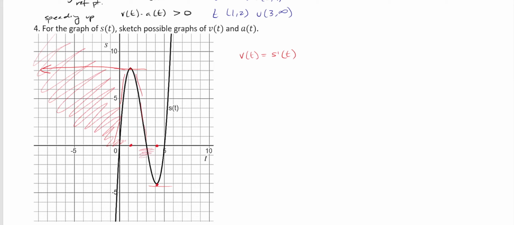So between these 2 points, the slope has to be negative. And then as we can see over here, the slope is back to being positive. So from here onwards, the slope is positive. Okay? The other thing that we can see is that since s(t) is a cubic, v(t) has to be a quadratic because the first derivative of a cubic results in a quadratic.